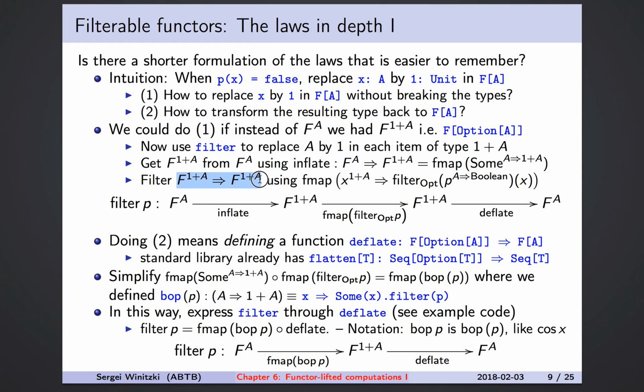And after that, we perform the filtering operation by taking each element of type 1 plus A and filtering it. That is just a filter operation on an option. That operation is defined in the standard library. It is obviously easy to define. We have done it in the first part of the tutorial. We just filter the option with the given predicate P. So if the option was empty, it remains empty. If the option was non-empty and the predicate holds on that value X, then it remains non-empty, unchanged. Otherwise, it becomes empty.